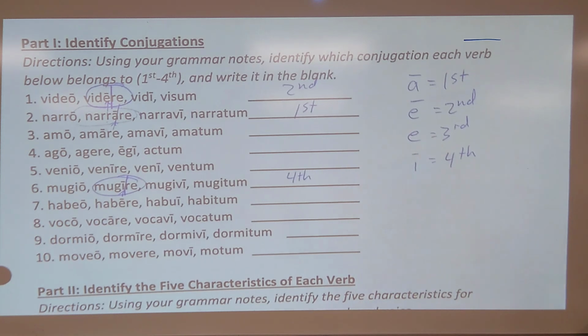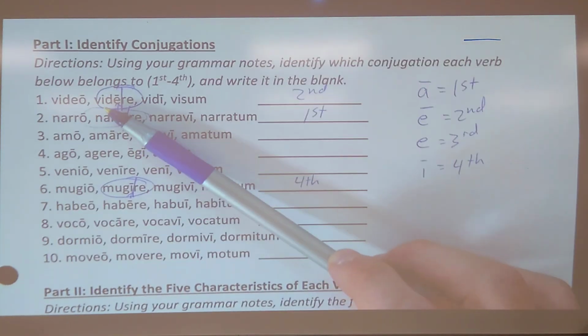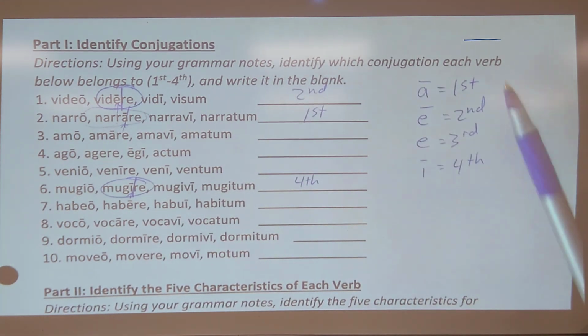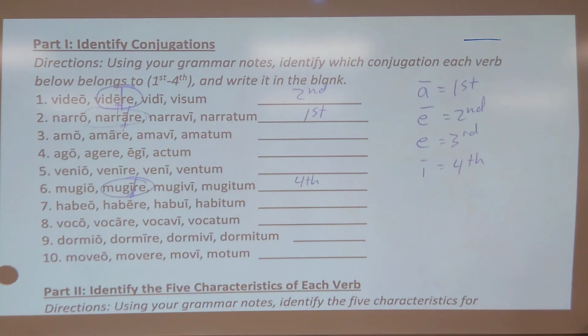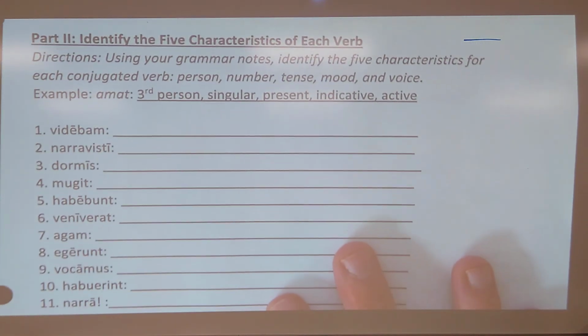Hopefully that seems pretty simple to you once you know what those steps are. Again, remember, you go to your second principal part, chop off the RE. Whatever your stem vowel is shows you what conjugation the verb is. So, again, at the end, we'll have the answers here you can double check against. Let's move on to part 2.